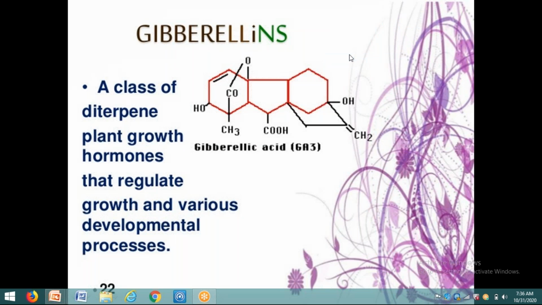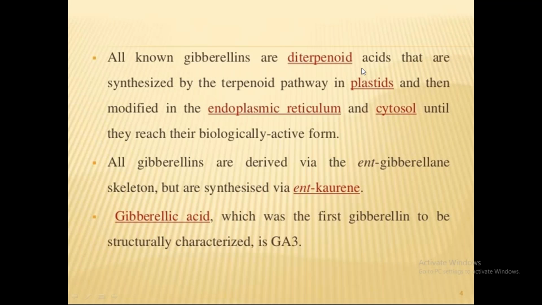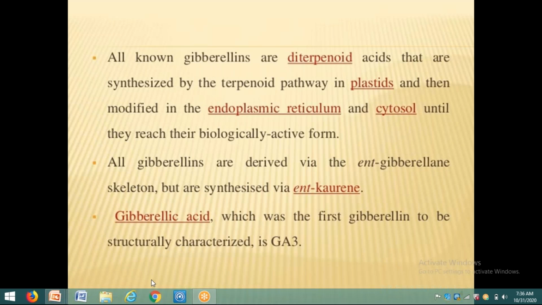Okay, so gibberellin 3 is most active. Why is it active? Because of the presence of the dihydroxyl groups. 2 hydroxyl groups are present, which makes it the most active form. Production we have studied. Then these are the points. They are synthesized in the plastids, modified in the endoplasmic reticulum, and activated in the cytosol. The gibberellins are derived from the gibberellin skeleton, but synthesized by the ent-kaurene.